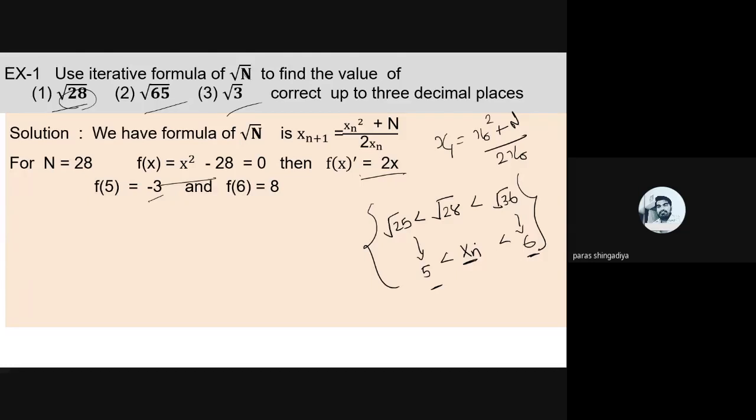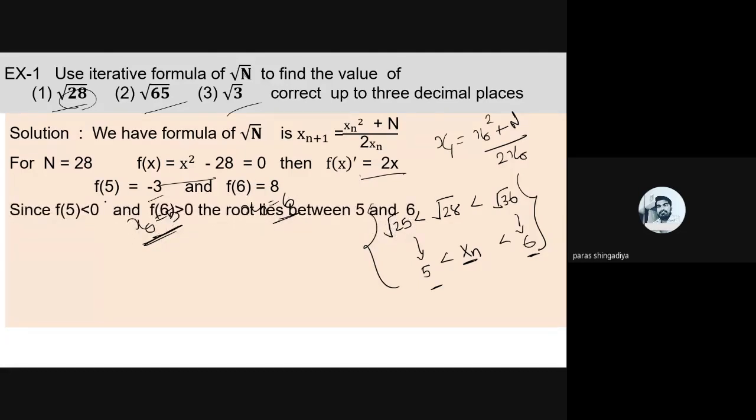So you can consider any value as x0, either 5 or 6. Clear? You can start with any value. You can consider x0 equal to 5, or x0 equal to 6. Okay, you will get the same answer at last. If you start your procedure by taking x0 equal to 6, you will get the same answer at last. And you can also consider 5 as x0, and you will get the same answer at last. But the square root of 28 will be in between 5 and 6. Clear?